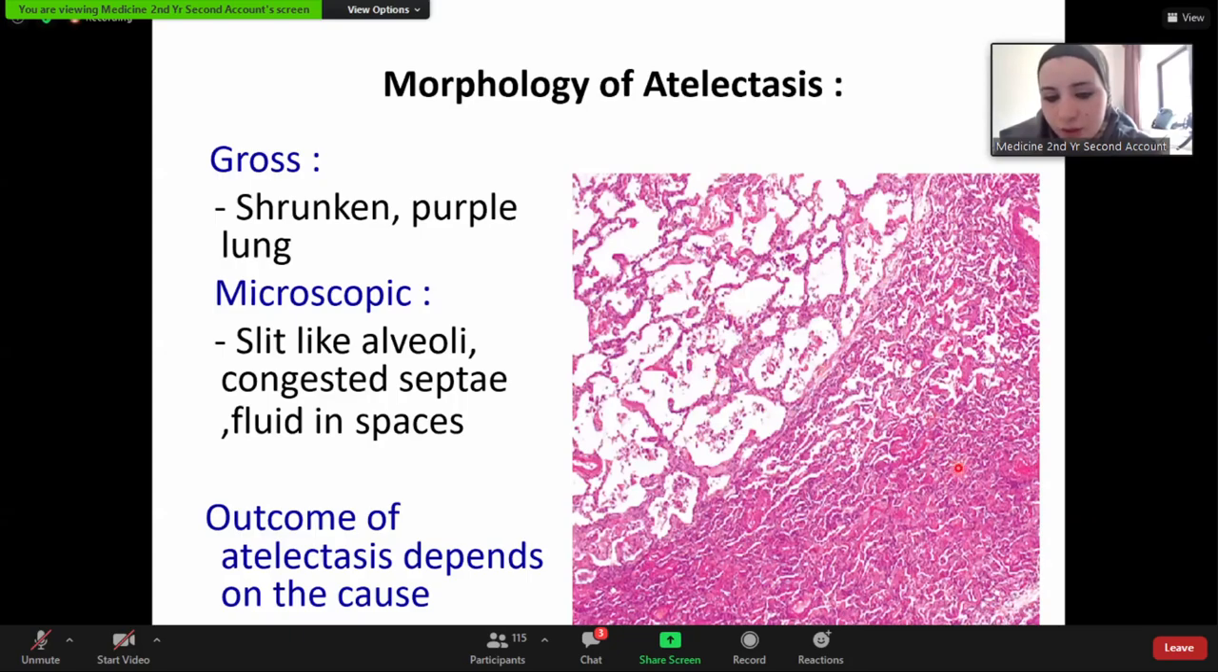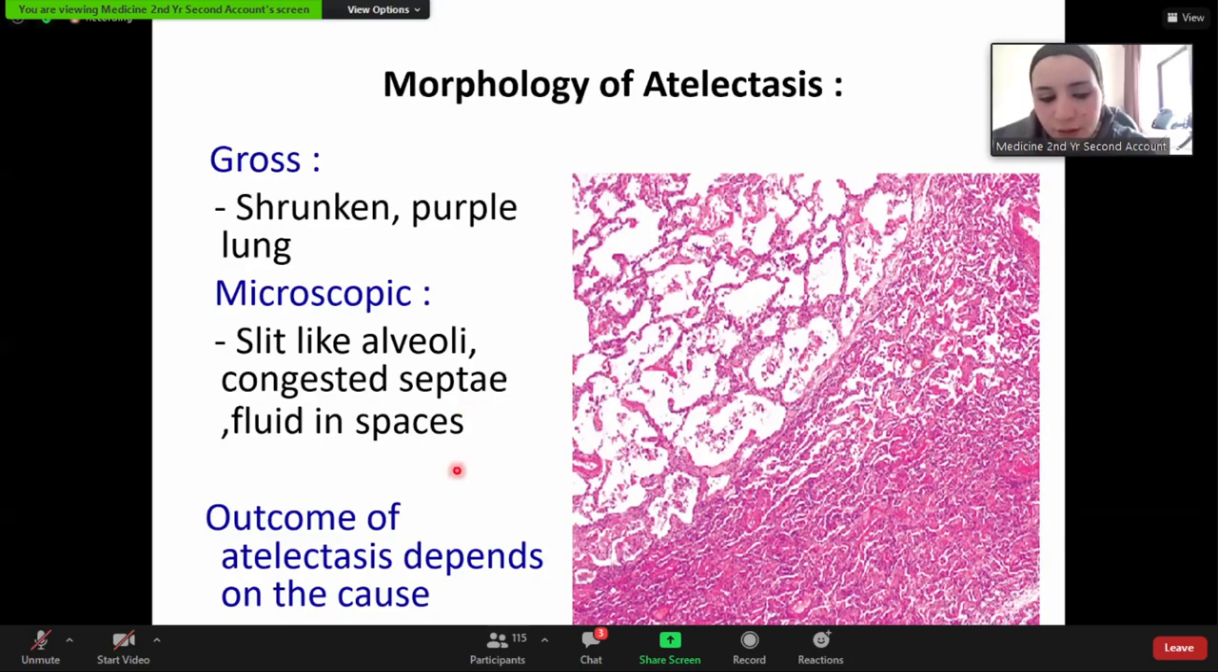Compare this to this side of the picture, which is the lower right side of the picture. In alveoli, كيف صارت? Slit-like spaces. صار فيها compression, صار فيها collapse. مذكرين حكينا الكلمة in brackets, collapsed, okay? صار فيها collapse, صاروا slit-like spaces, alveolar spaces. ما في expansion, enough air entering these spaces.